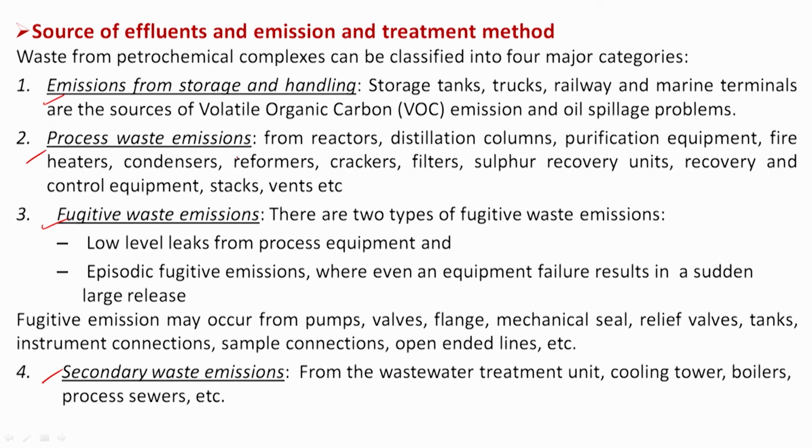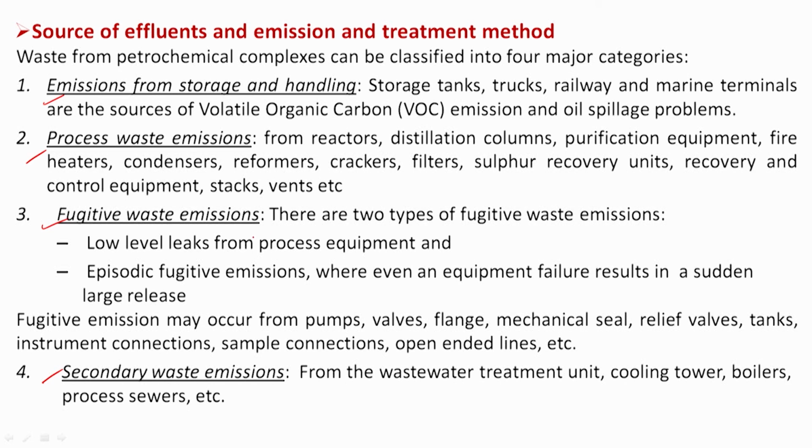Process waste emissions come from reactors, distillation columns, purification equipment, fire heaters, condensers, reformers, crackers, filters, sulfur recovery units, recovery and control equipment, stacks and vents, etc. So, here heaters and furnaces are extensively used in refinery and petrochemical units.